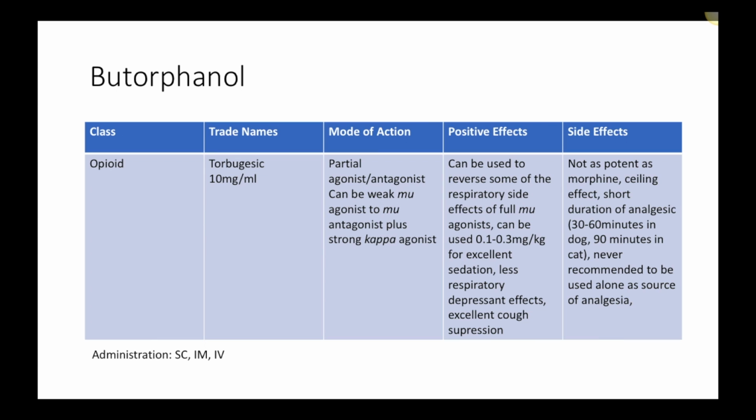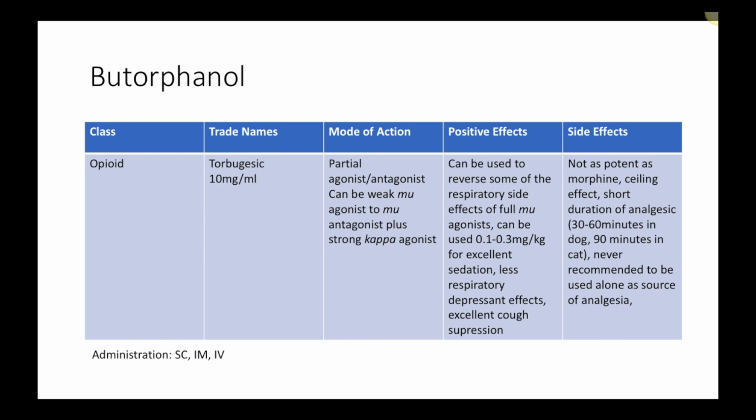And then we have butorphanol, which I always call crappy. It does have properties that make it really beneficial in some circumstances, but not as a primary opioid. So we never ever give butorphanol as the primary analgesic medication. It does not last very long. So trade names for butorphanol are Torbogesic. It's typically 10 mg per mil.